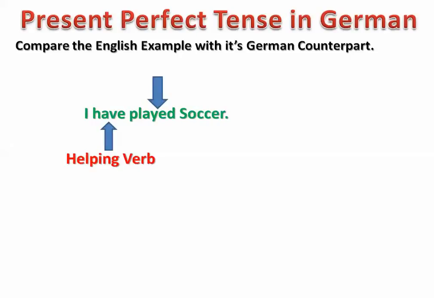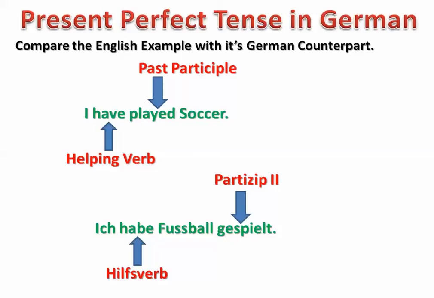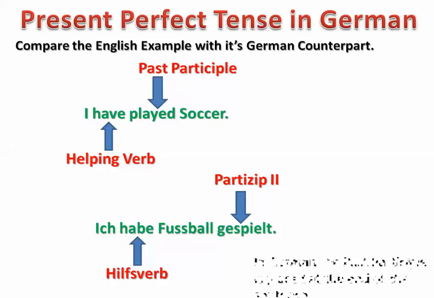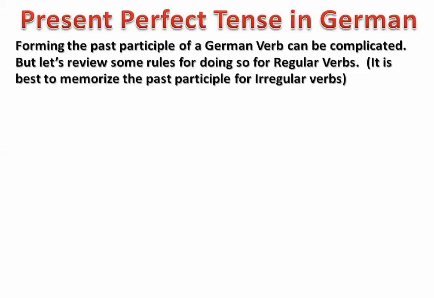In English, we have a helping verb or auxiliary verb, and we have the past participle right beside it. I have played soccer. But in German, that participle is going to be at the end of the clause or phrase or sentence, whatever it is, okay? So in German, the past participle is at the end. Okay, unless there's a subordinating conjunction or something involved where the word order would be upset from its original. Okay, so forming the past participle of a German verb can be a bit complicated. So we're going to just go through the rules for doing so, so that you can work with most verbs in German.